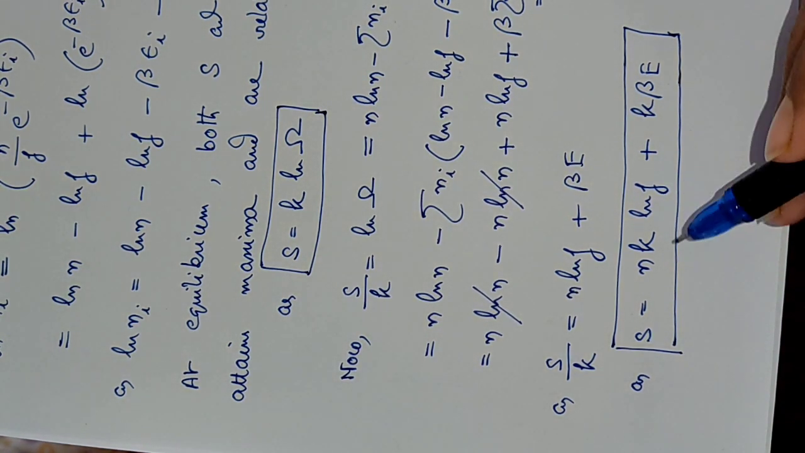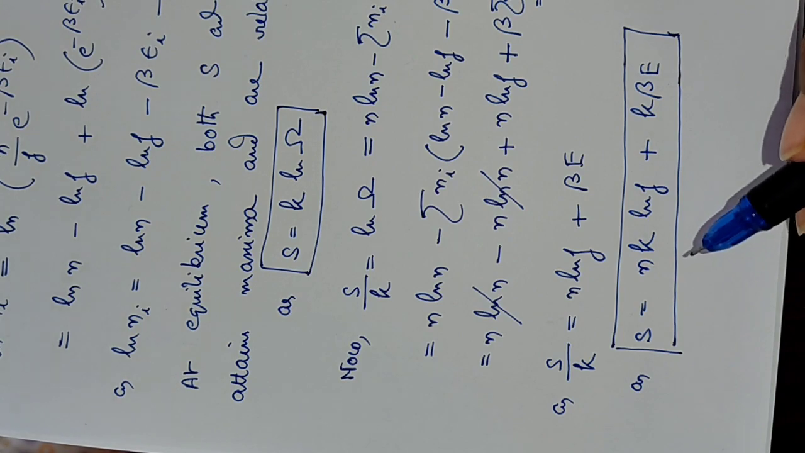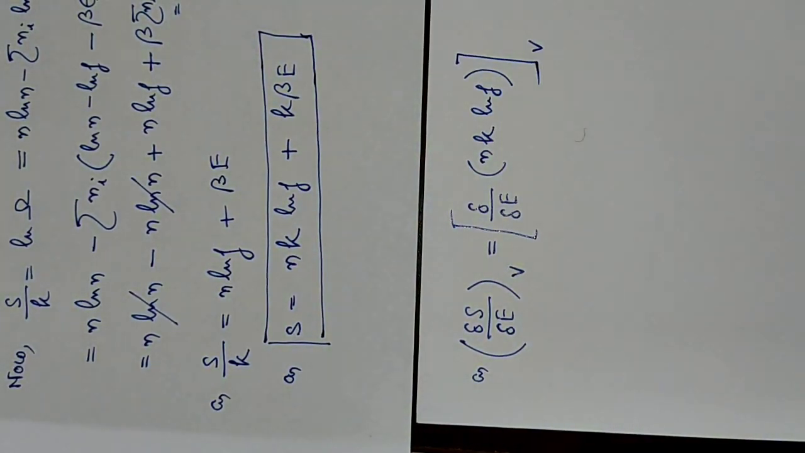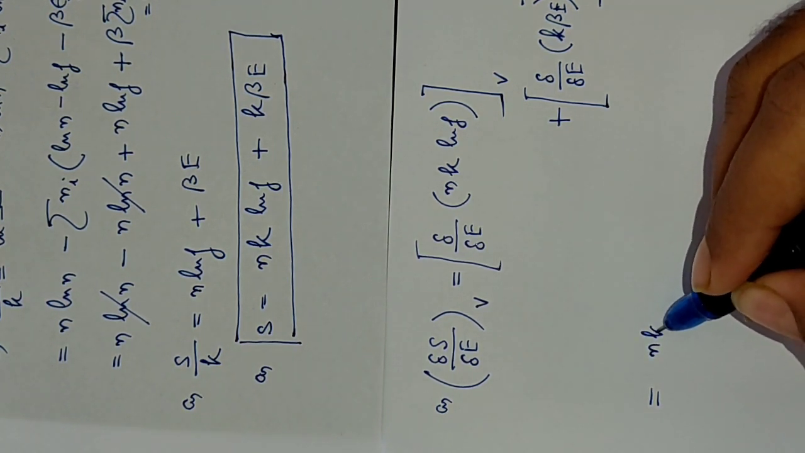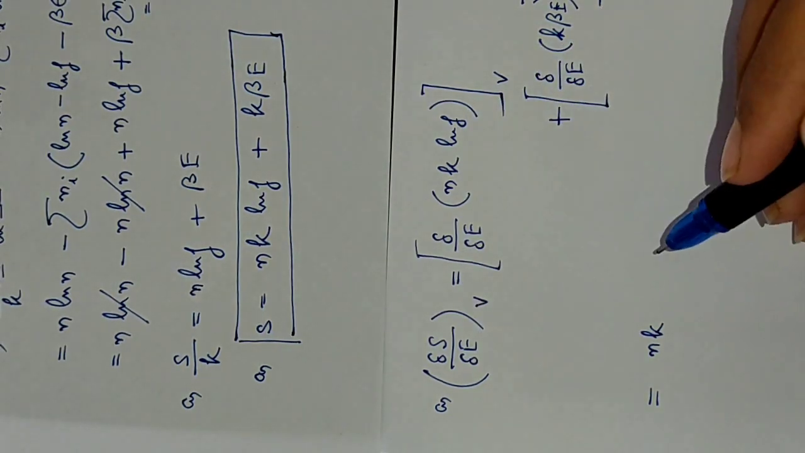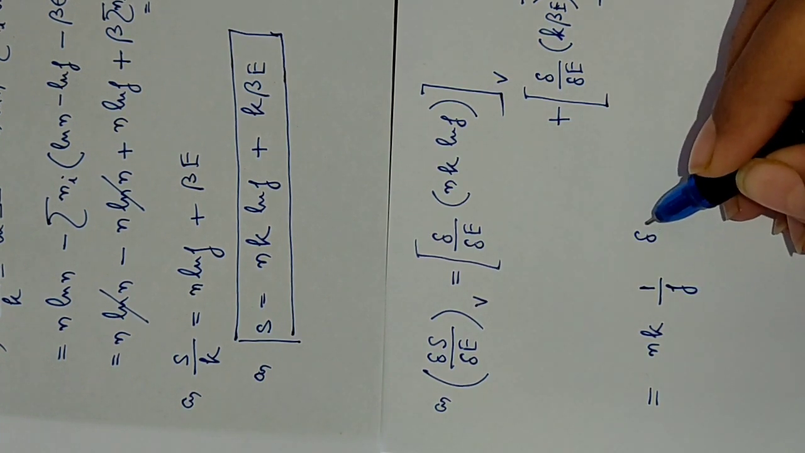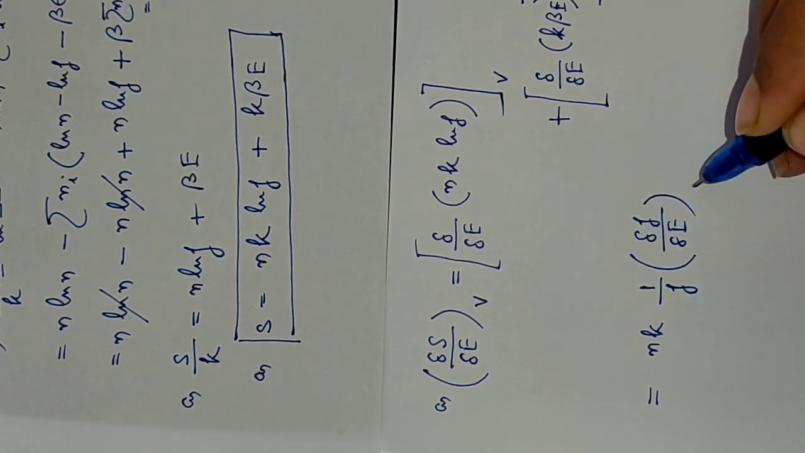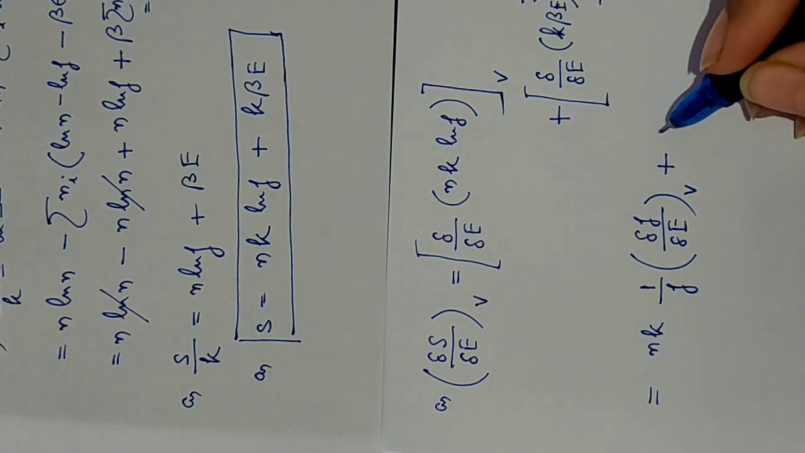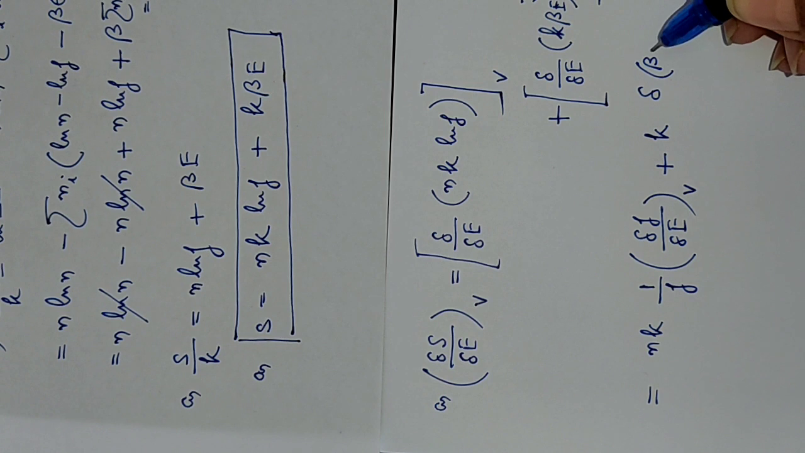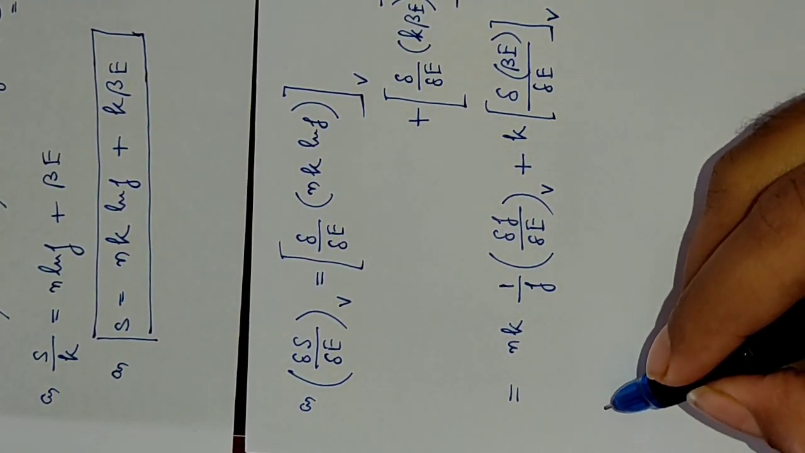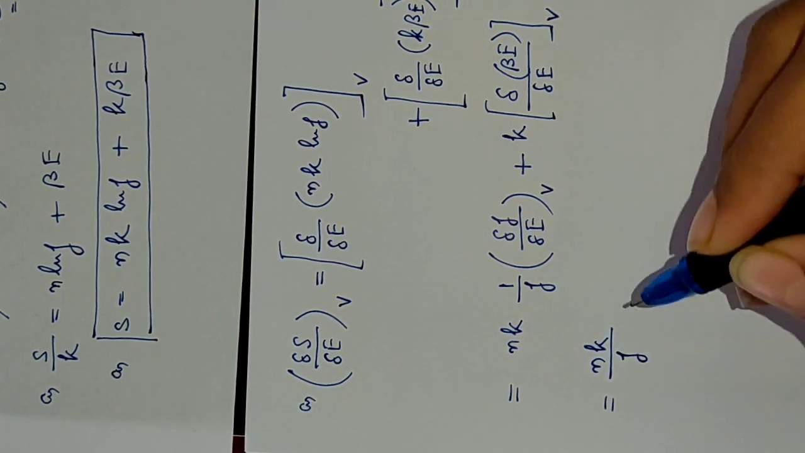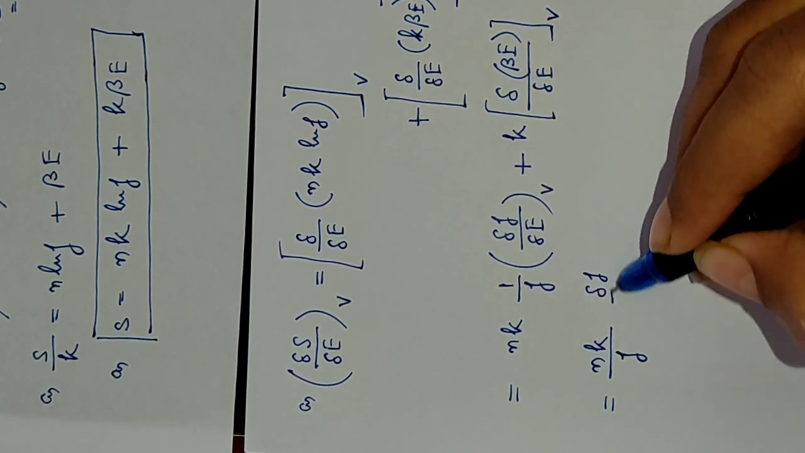Now we will differentiate this equation on both sides with respect to the total energy of the system. Now this k and n, these are constants, so it will come out and we will have the derivative of ln f. Here also k is constant, so k will come out and derivative will be applied on beta E. Now we express this in terms of beta.